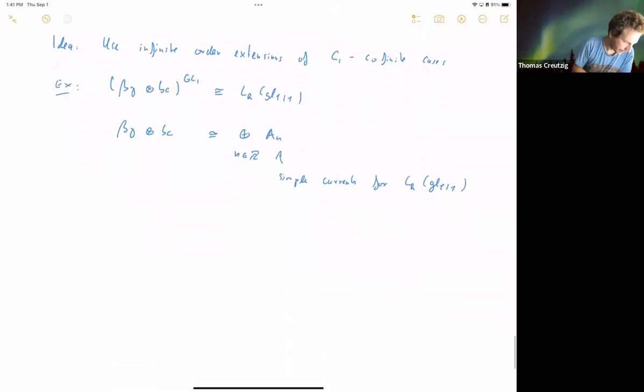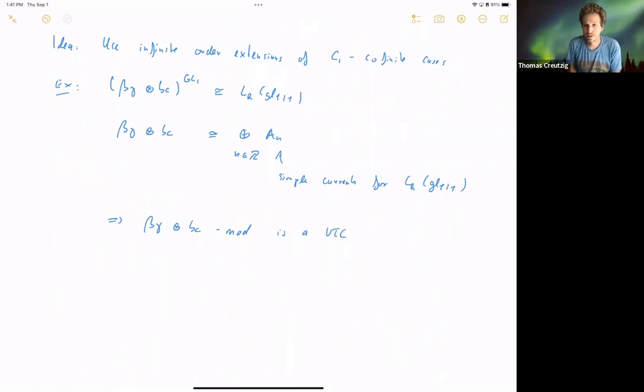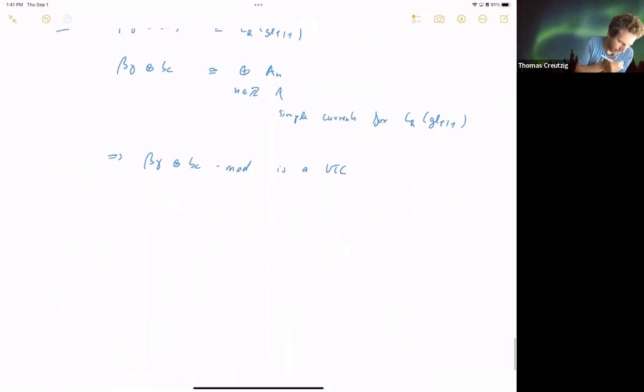Okay. And so it follows that this beta gamma times BC has a vertex tensor category, and then the same holds for the first factor. So this is really nice, and it's even nicer because the complete structure of the category is inherited from GL1/1. This is a very nice strategy. So let me give you a few more examples.